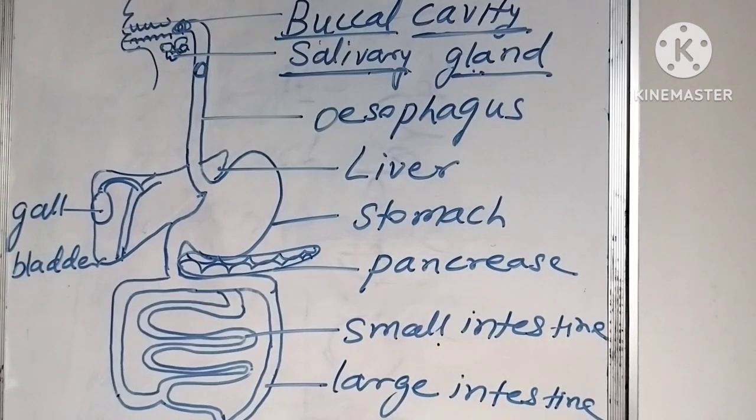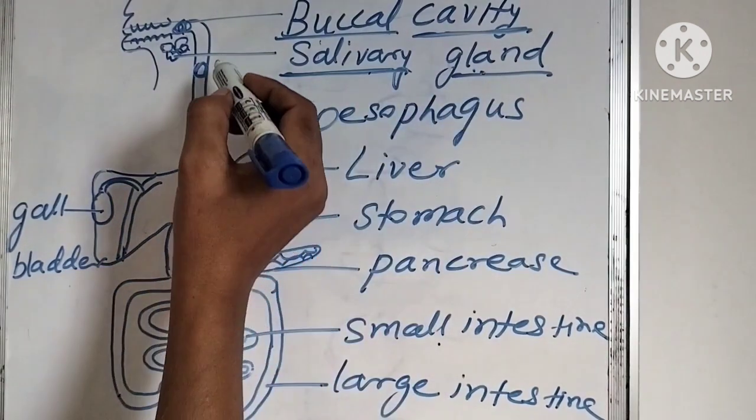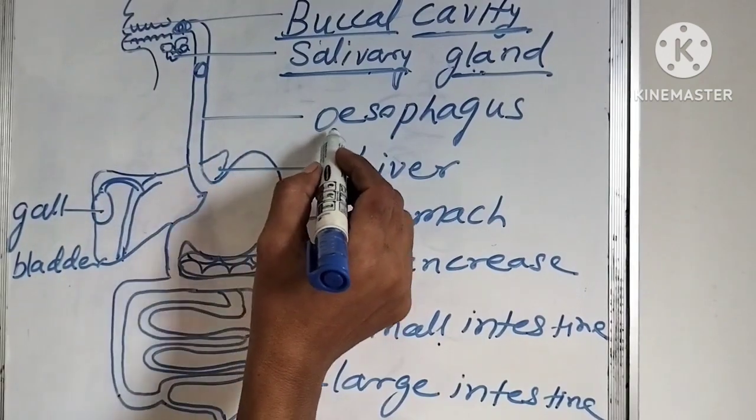Food is broken down into small pieces. This food is actually starch. This starch is converted into sugar with the help of the salivary glands, and the food is swallowed into the esophagus.